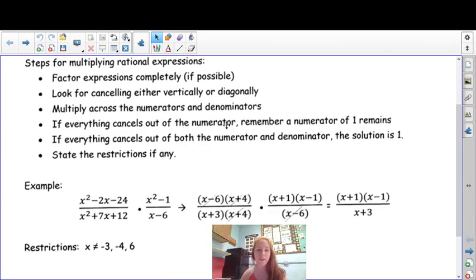If everything cancels out of the numerator, remember the numerator is 1. If everything cancels out of both, the whole solution is 1. And then again, state any restrictions.